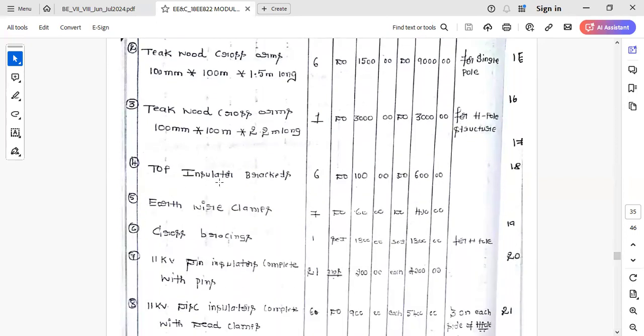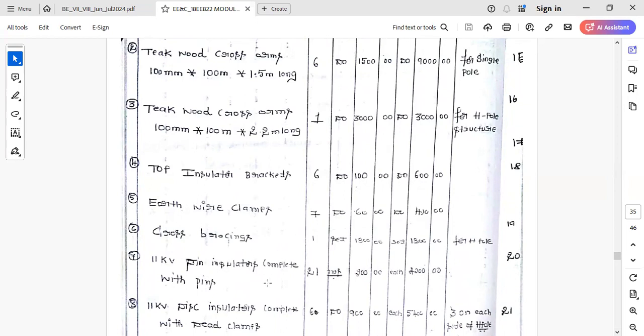Top insulator bracket 6. Each pole needs one, so 6 are needed. 100 per bracket, so into 100 we are going to get 600. Earth wire clamps 7 are needed. Cross arm one set. The pin insulator. How to calculate the pin insulator?